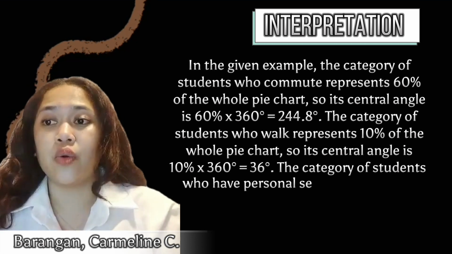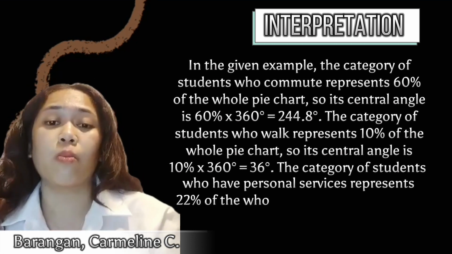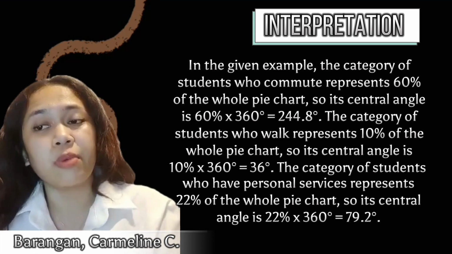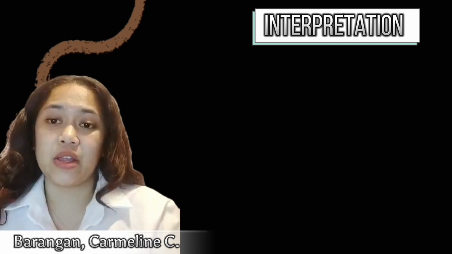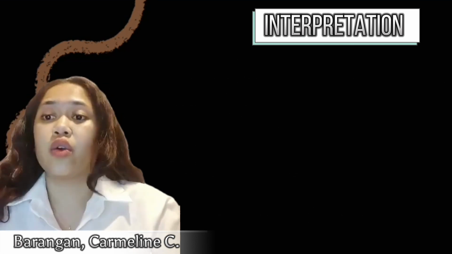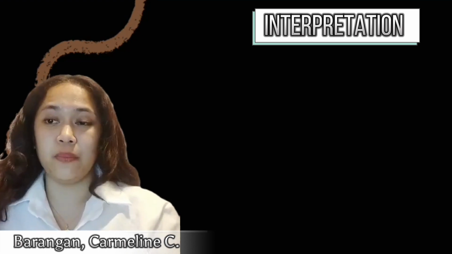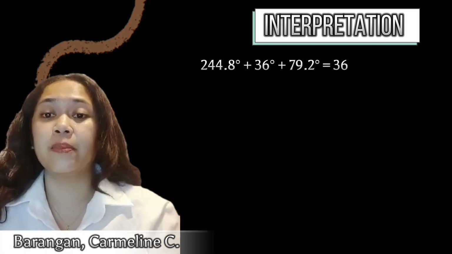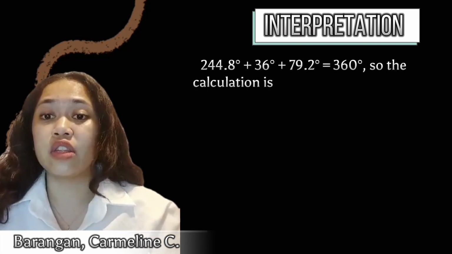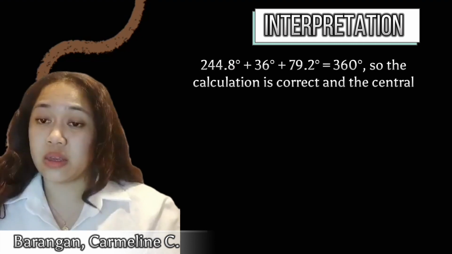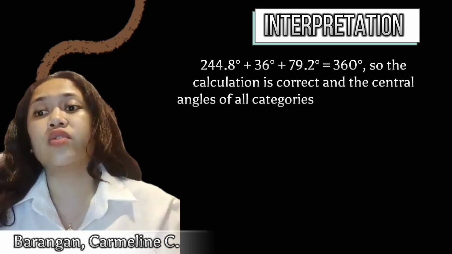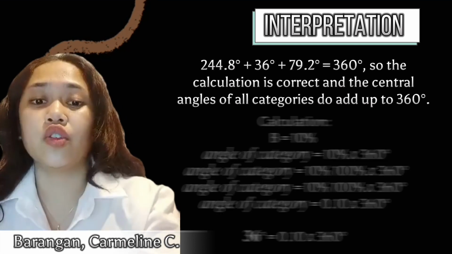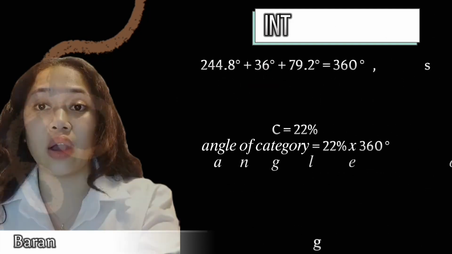The category of students who have personal services represents 22% of the whole pie chart. So its central angle is 22% times 360 degrees, which equals 79.2 degrees. Then to check if the central angles of all categories sum to 360 degrees, you add them up. In this case, 244.8 degrees plus 36 degrees plus 79.2 degrees equals 360 degrees, the whole chart. So the calculation is correct, and the central angles of all categories do add up to 360. Below are the calculations for the angles.